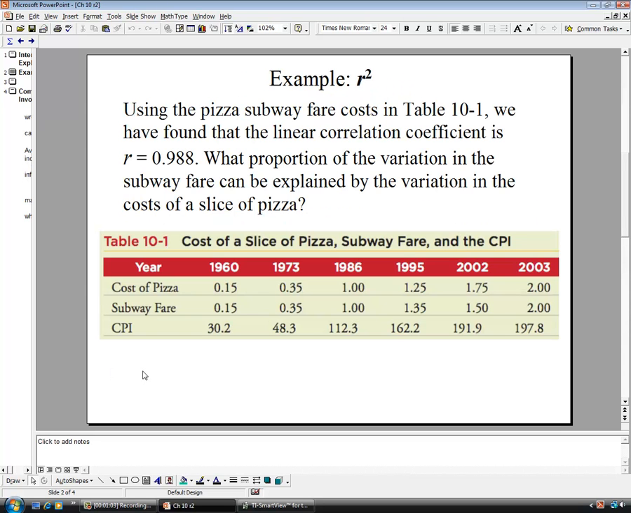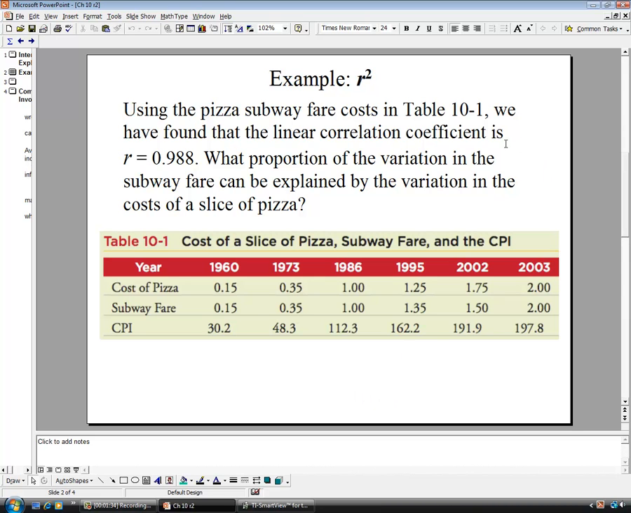So here's an example of how an r squared would work. Alright, so here are some data. We've got cost of a pizza in given years, just a slice of pizza, and a subway fare in the same town over the same years. So our x value will be the pizza and the y value will be the subway fare in each case. So we have 1, 2, 3, 4, 5, 6 pairs of ordinal data.